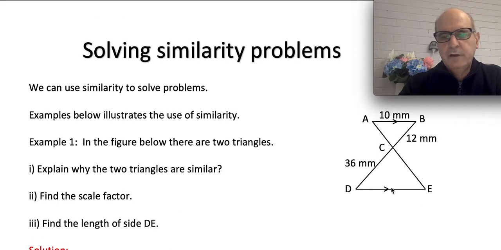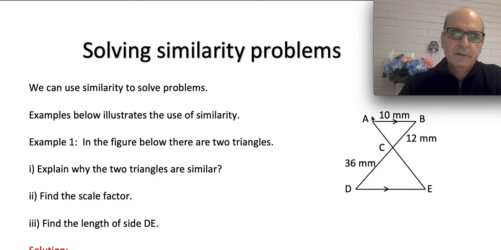Now we want to find DE. This belongs to the larger triangle. We need to times by the scale factor. What do we need to times by? That scale factor needs to be times by the length of the corresponding side to that. AB is the corresponding side to DE. Why? Again, they are opposite to equal angles. We said that this angle is equal to this angle because they are vertically opposite.